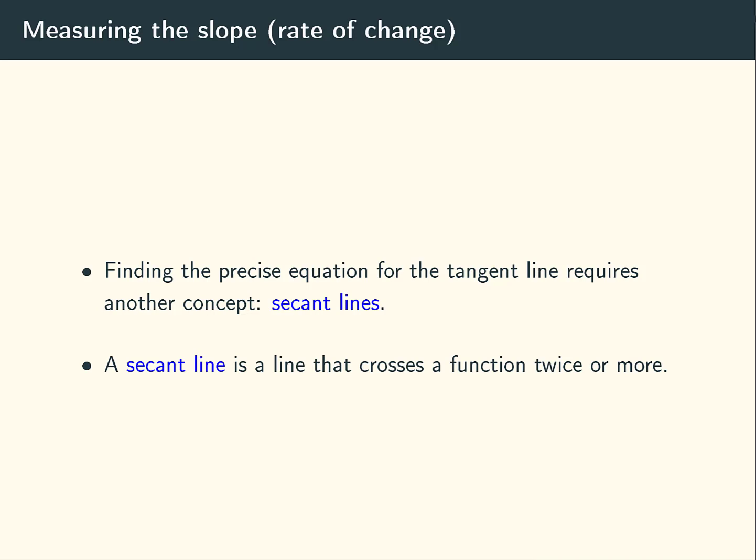But how are we going to find the slope of the tangent line? Well, we're going to use another concept called a secant line. A secant line is a line that crosses a function twice or more, but we're going to focus on the points where it crosses a function twice.